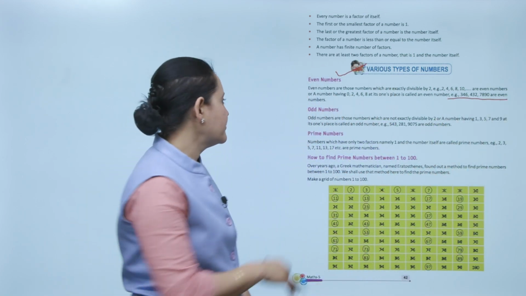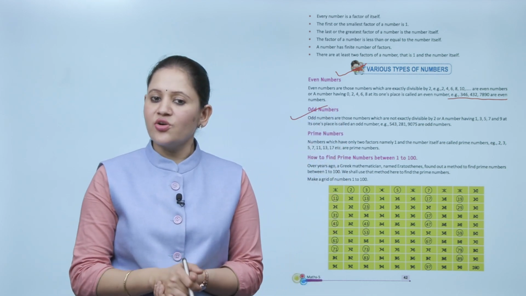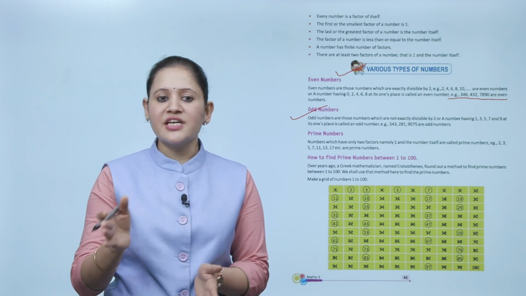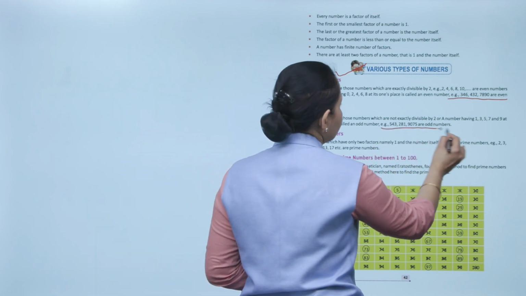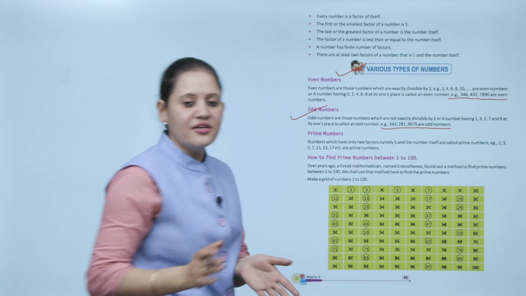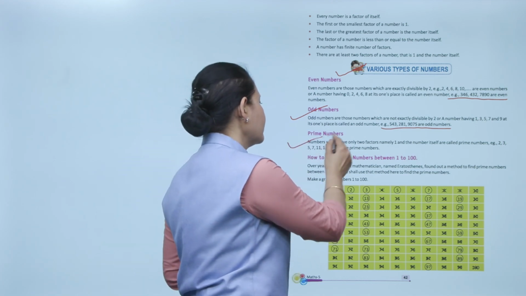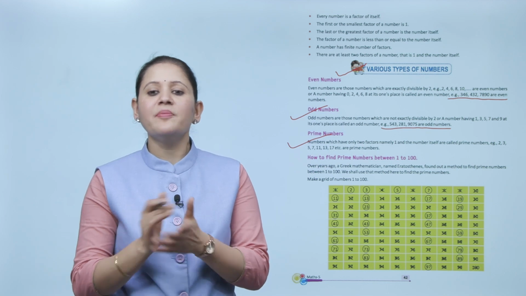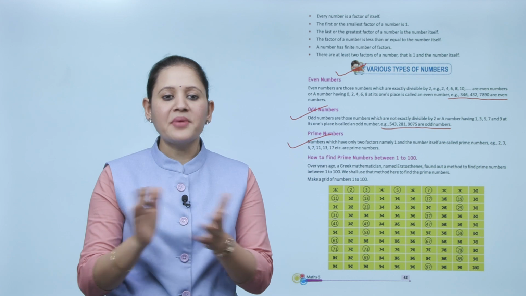Next is odd numbers. Odd numbers are those numbers which are not exactly divisible by 2, and a number having 1, 3, 5, 7 or 9 at the ones place is called an odd number. So all these numbers are odd numbers because they have 1, 3, 5, 7 or 9 at the ones place. Next is prime numbers. Numbers which have only two factors, 1 and the number itself, are called prime numbers. Like 2, 3, 5, 7, 11, 13, 17, all these are prime numbers.